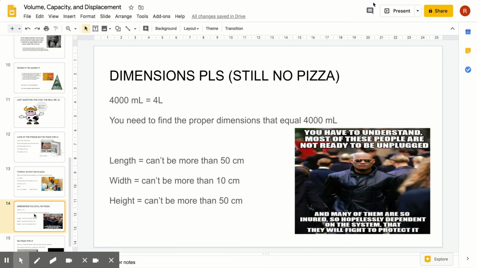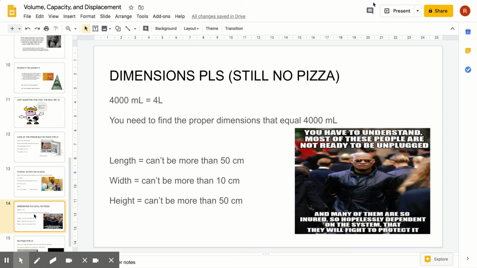Okay, so remember, 4,000 milliliters equals 4 liters. Now you need to find the proper dimensions. Remember, volume, length times width times height, that will equal to give you 4,000 milliliters. But your length can't be more than 50, your width can't be more than 10, and your height can't be more than 50.